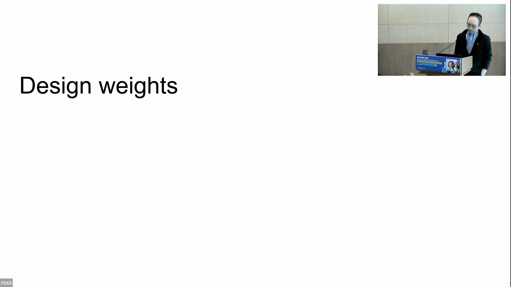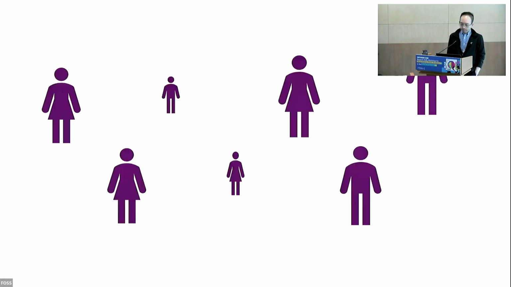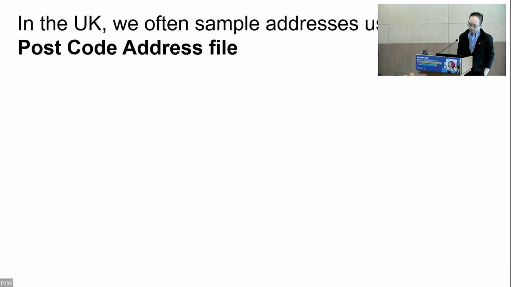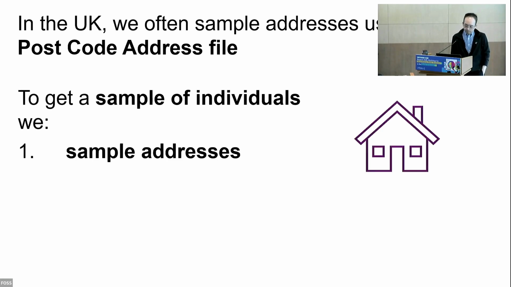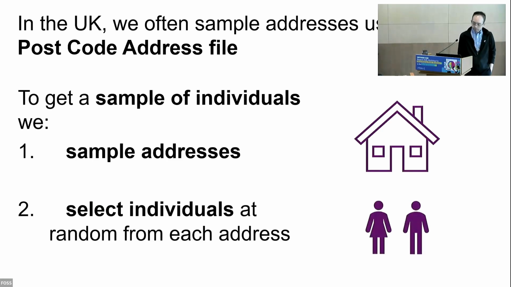Let's explore some different kinds of weights, starting with design weights. One reason for weighting data is that common sampling methods mean members of a population can have different chances of being selected to take part. For example, surveys in the UK often draw a sample from a list of addresses called the postcode address file. To get a sample of individuals, we first sample addresses and then select individuals at random from each address.